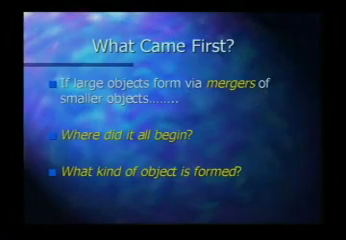The last topic, which is actually what I'm working on currently, and I think one of the most interesting questions that one can have in cosmology, is: what came first? If it is true, and it appears to be true, that large objects form via mergers of smaller objects, then one can ask, where did it all begin? What was the very first object to form that later became incorporated in larger objects? And what kind of object are we talking about?